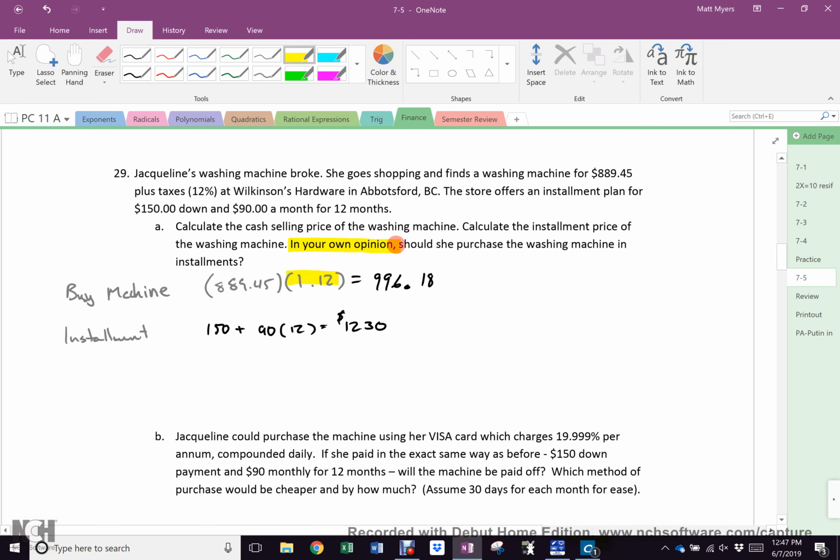What should we do? In your opinion, what should Jacqueline do? Should she do the installments? It's going to cost her $235 more money to do the installments. Hey, Sarah, are you willing to go to the laundry and spend $235 at the laundry while you save up to buy your washing machine?